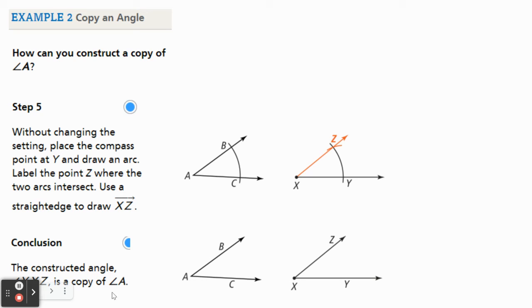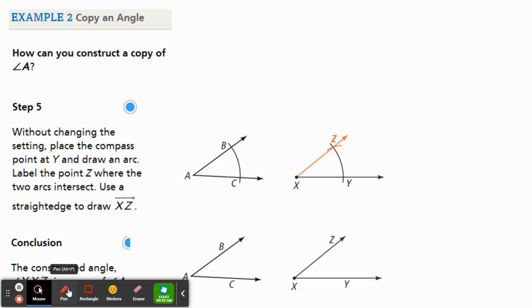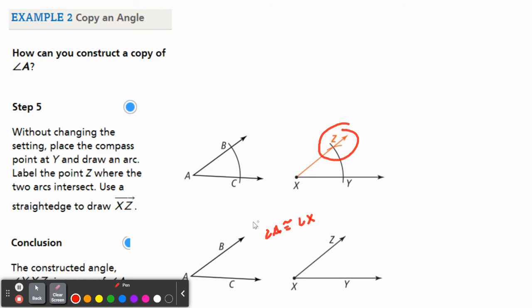Once you get point Z, you're going to draw ray XZ. And what you've done is you've completed your construction, and you've now made angle A and angle X congruent. So again, this is a key point that leads you to being able to show that angle A is congruent to angle X.